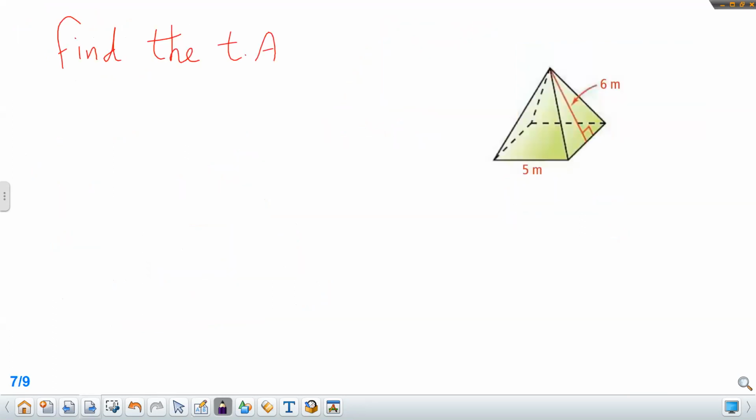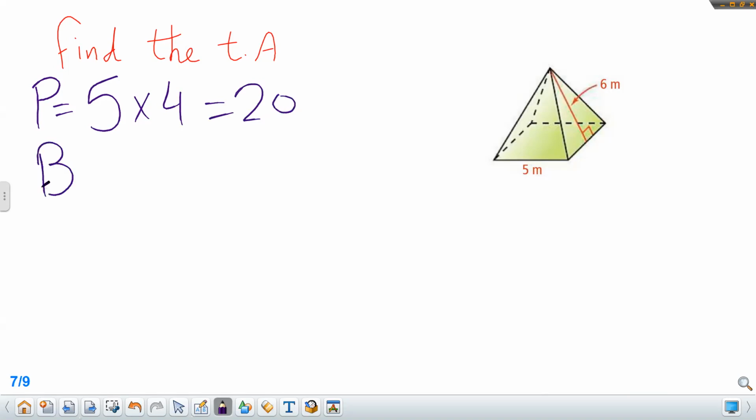For example, find the total area of this figure first. What's this figure? Yes, this figure is a square pyramid. First I need the perimeter of the base. Perimeter of the base is the perimeter of a square, 5 times 4, because perimeter of a square is side times 4. It will be 20. Then, what about base area? Base area is the area of the square, side power 2, or side times side, equal to 5 power 2. It will be 25.